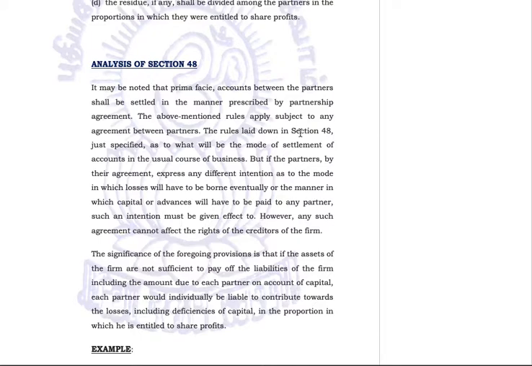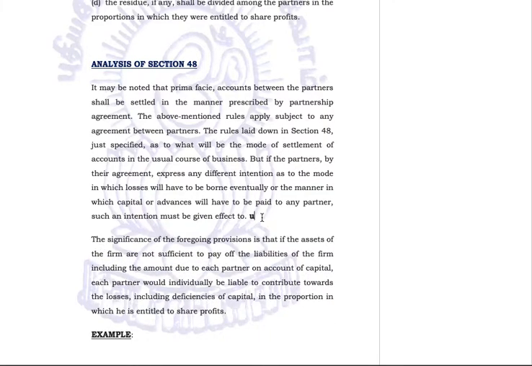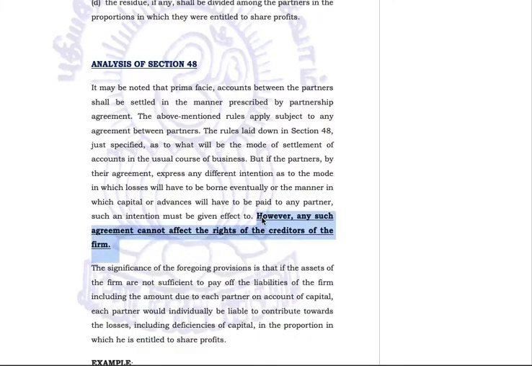The rules laid down in section 48 specify what will be the mode of settlement of the accounts in the usual course of business. But if the partners, by their agreement, express any different intention as to the mode in which losses will have to be borne, eventually, or the manner in which capital or advances will have to be paid to any partner, such an intention must be given effect to. However, any such agreement cannot affect the rights of the creditors of the firm.